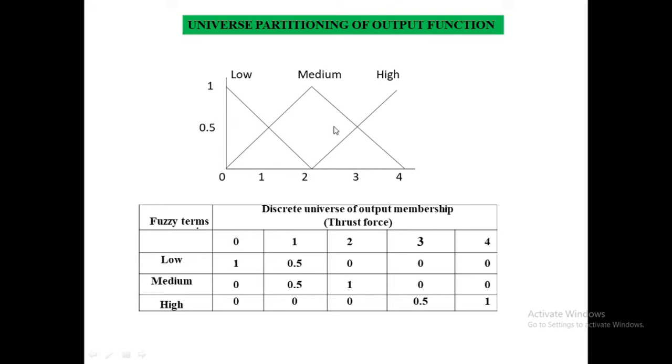Similarly, I frame the output function table also, with respect to the fuzzy terms low, medium, high. According to the discrete universe of the input membership function, I assign the values 0 to 4. So the minimum thrust force is 0 and the maximum thrust force is 4. Likewise, I frame the other table, which is the output membership function.